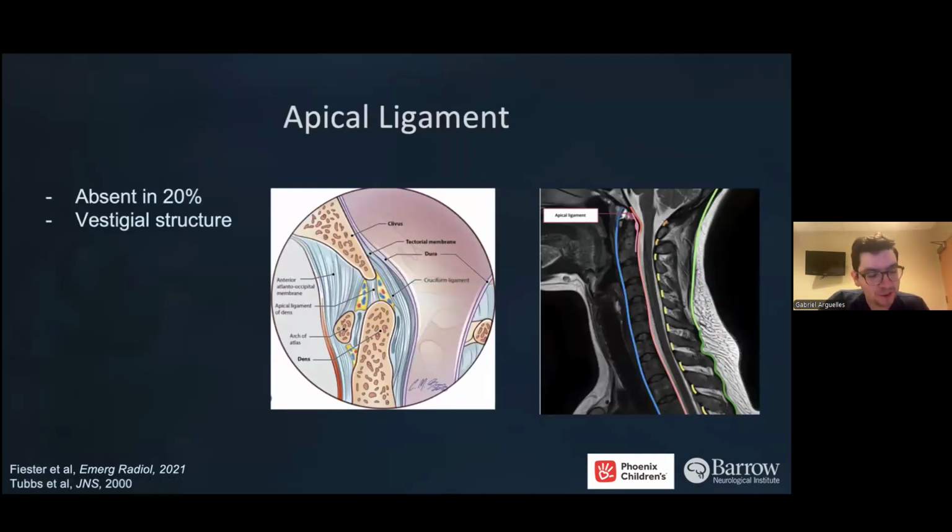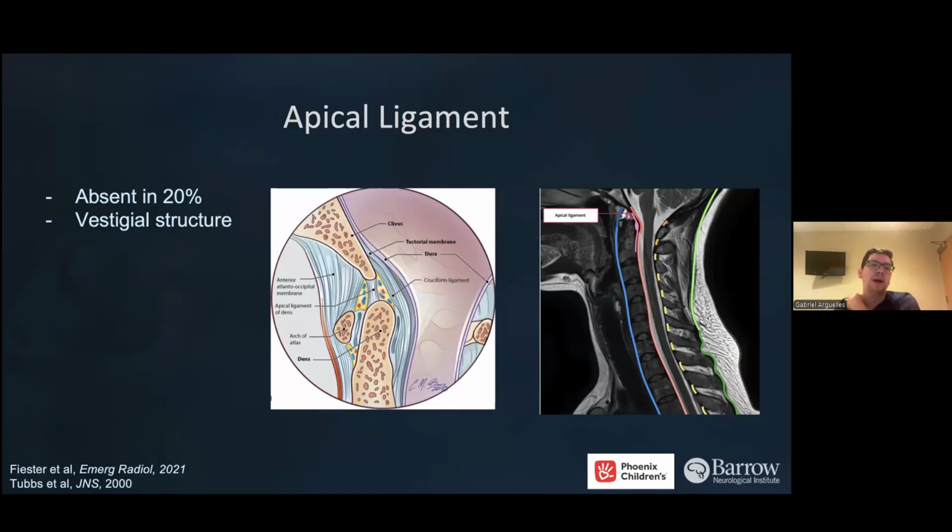Next is the apical ligament. Some strong contrast with the last one we just talked about, an important tectorial ligament. The apical ligament is really thought of as a vestigial structure. It's actually absent in about a fifth of cadavers in one study. So it's not really thought to contribute much as far as structural importance to the craniovertebral junction.